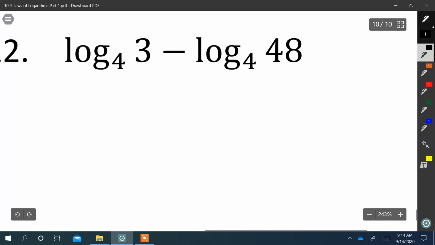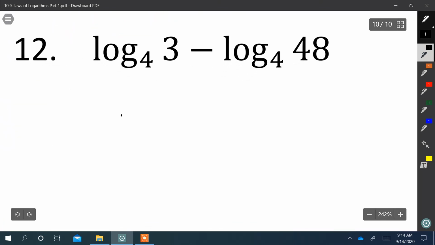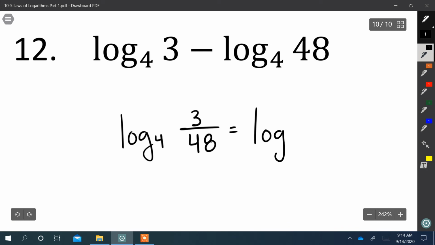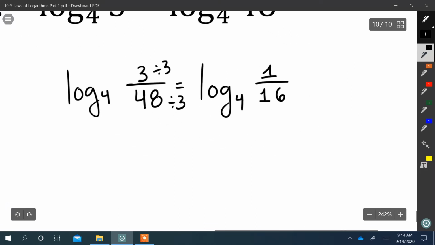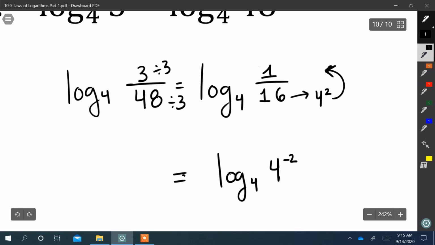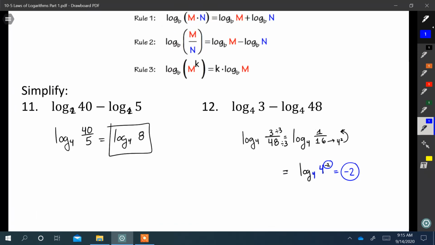How about this one here? We're going to do the same thing. We're subtracting, so it's going to be log base 4 of 3 over 48. Let's see if we could simplify that. Let's divide by 3. So you get 1 over 16, since 48 divided by 3 is 16. This one is going to be more interesting, because this 16 is the same as 4 squared. So now I'm going to put it on top. It's going to be 4 to the negative 2. Why do I write it like that? Well, notice that you have the same base, this base and this base. So that means your answer is right there: negative 2. That's the reason why I write it like that.